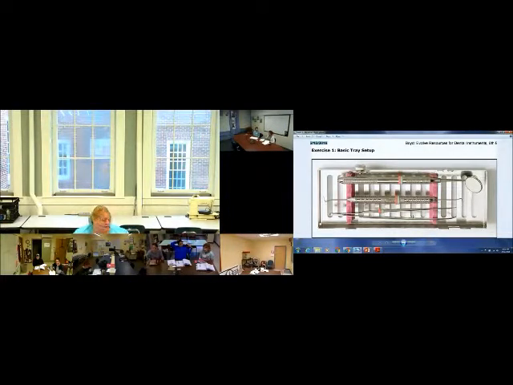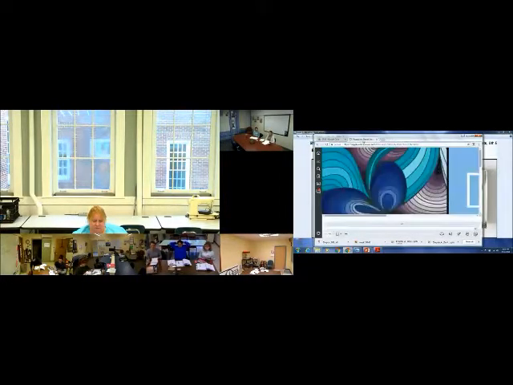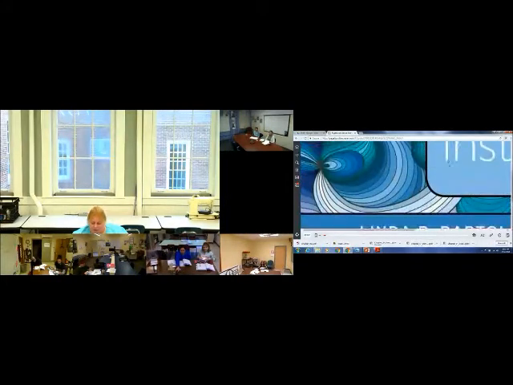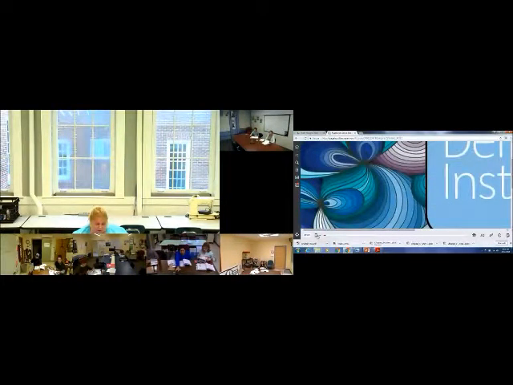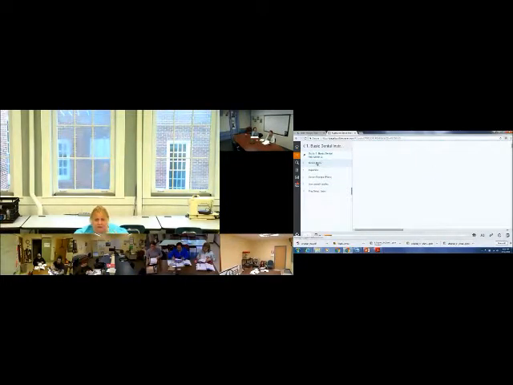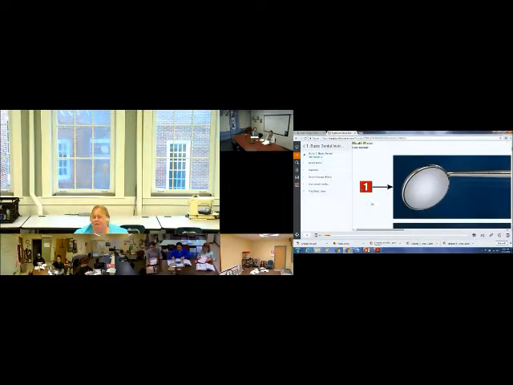All right. So if you brought your instrument book with you, go ahead and open it up to, I believe it's the very first page. I have it up here. Basic dental instruments. And the first thing that we look at is the mouth mirror.